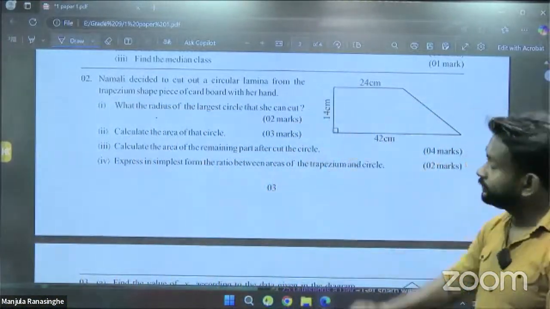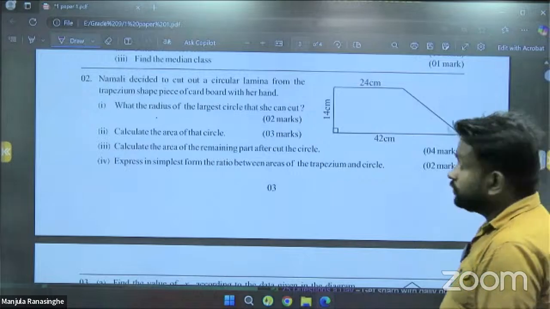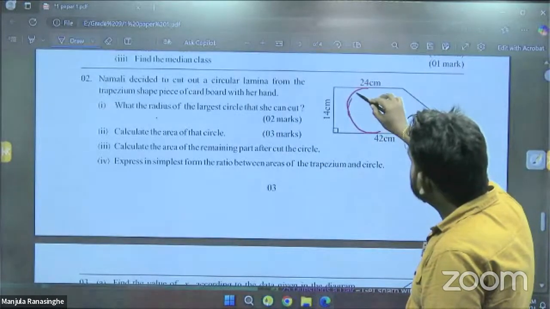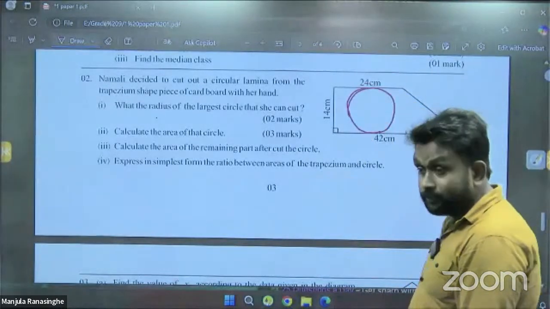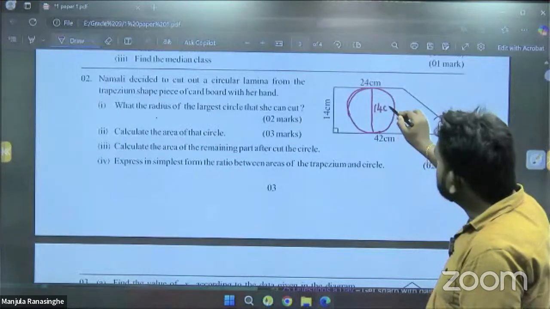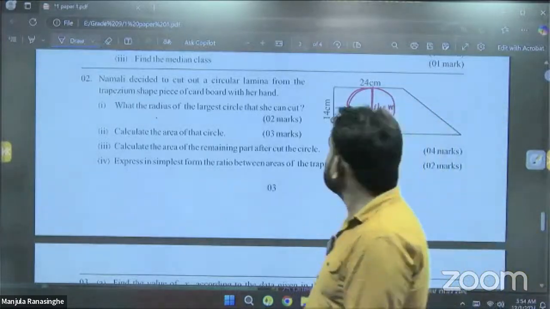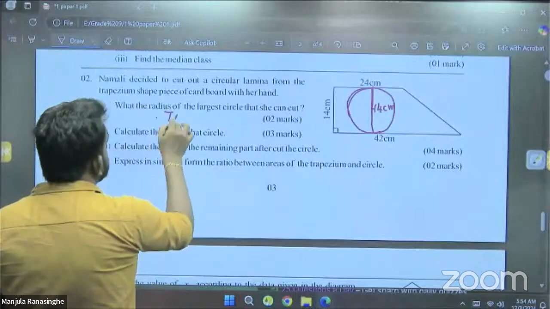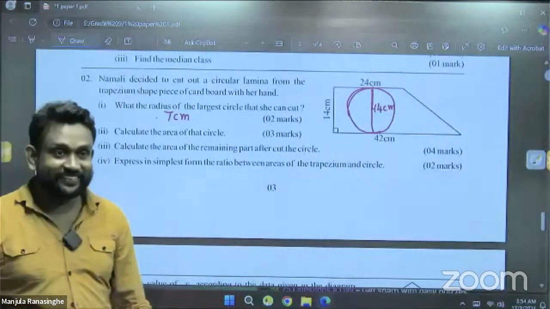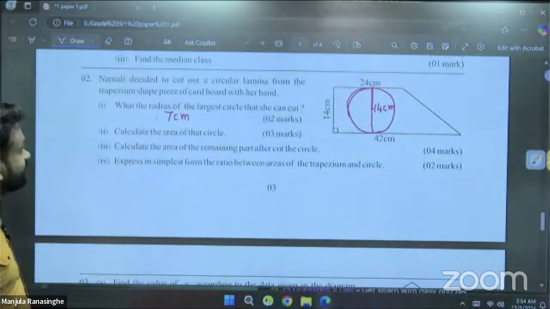What is the radius? The largest circle means a circle like the one coming here. That means the diameter of the circle is 14 centimeters. Then the radius is half of that. The radius is how much? 7 centimeters. It is just common sense, what circle can be cut from this. So the diameter is 14, half of that is 7 centimeters.